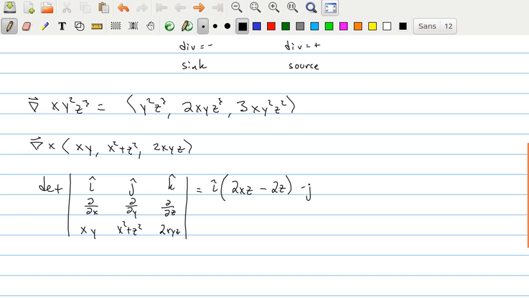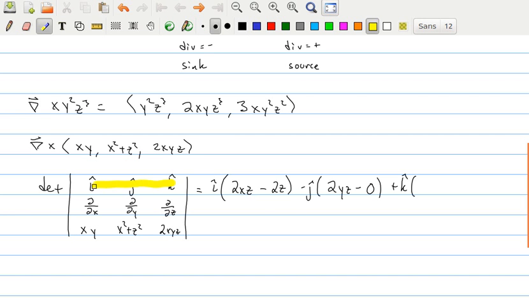Now we're going to look at the negative j. For the j, we do the same thing. We cover everything in the same row or column as the j, and if we look at what's left over, we've got this 2 by 2. Again, this means apply the partial with respect to x of 2xyz minus the partial with respect to z of xy. So this gives us 2yz minus 0.